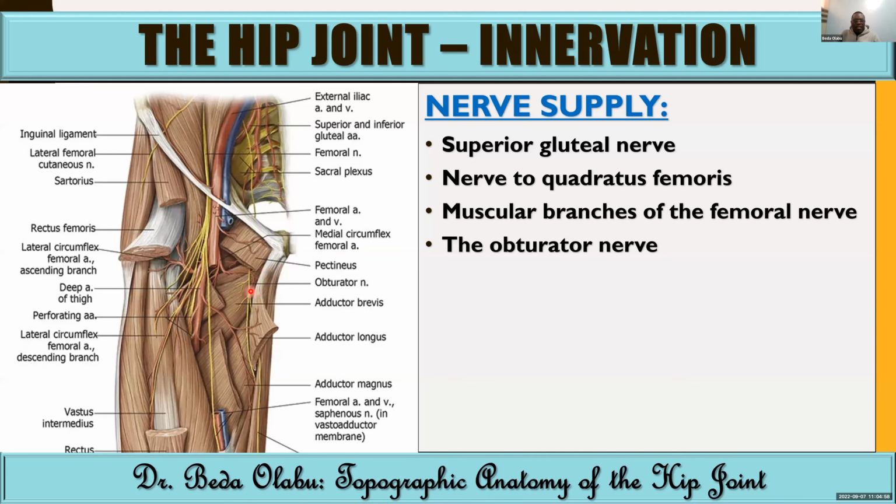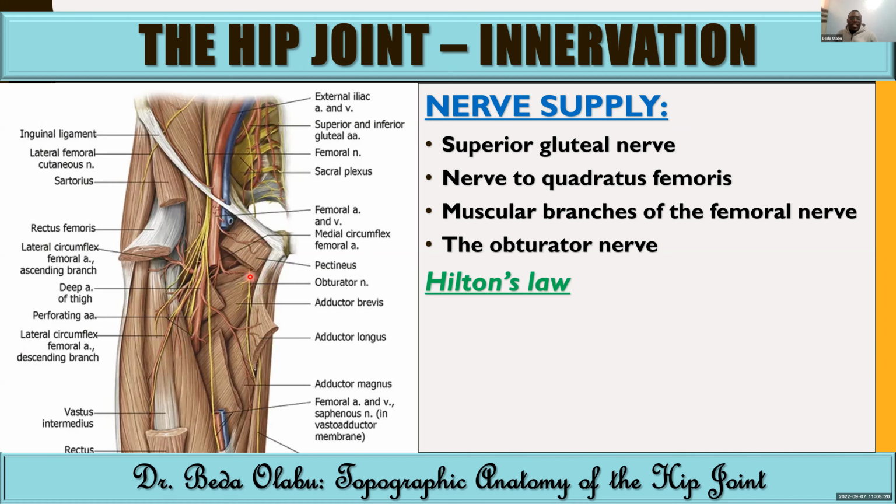Remember, the obturator nerve has an anterior division and a posterior division. The anterior division gives a branch to the hip joint. The posterior division gives a branch to the knee joint. That was clinically important in the fact that you can have pain referral from these two joints.